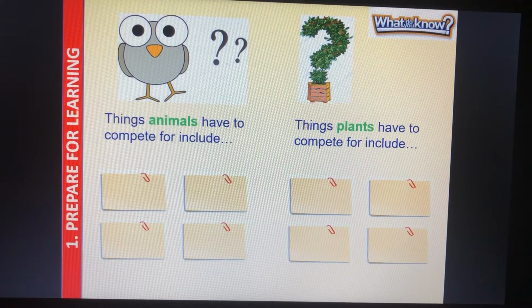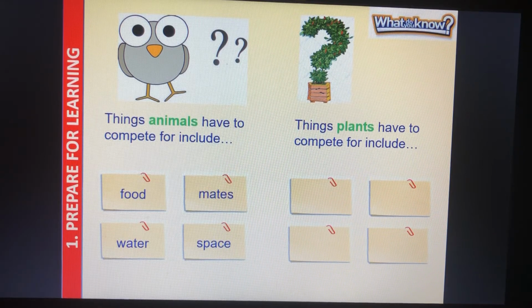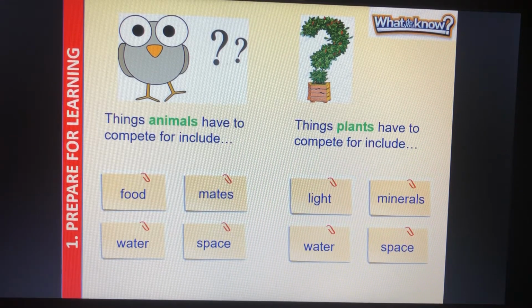Otherwise, I'm going to go through the 4 things that animals and the 4 things that plants compete for. And you can add this as a note, or if it's fairly straightforward to you, then there's no need to add a note at all. So we've got food, mates, water and space, could be called territory, for the animals. And then for plants, we've got light, minerals, water and space. Like I said, you might want to write a note. That might be straightforward to you, but if you do need to, then pause the video now.